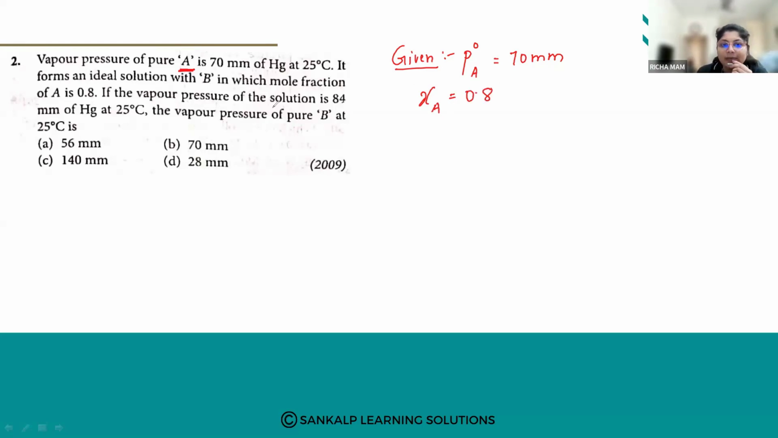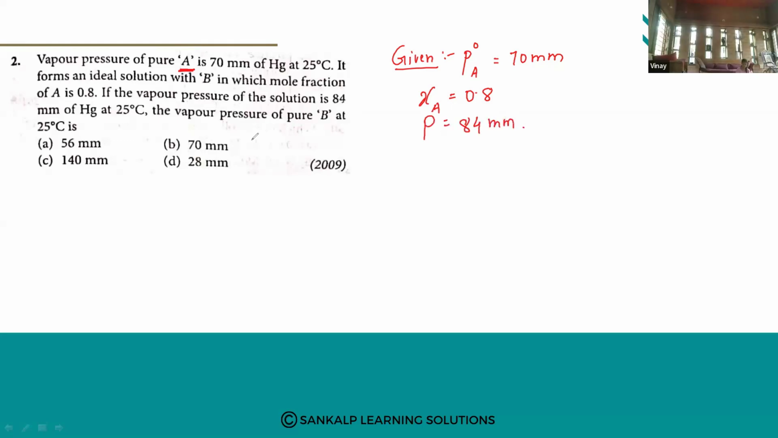Now, the vapor pressure of the solution is 84 mm of Hg. So this is the total vapor pressure, which is 84 mm. Then the vapor pressure of B at 25 degrees Celsius is asked. So they have asked us to find the vapor pressure of pure liquid B.